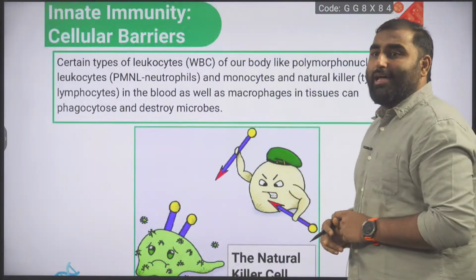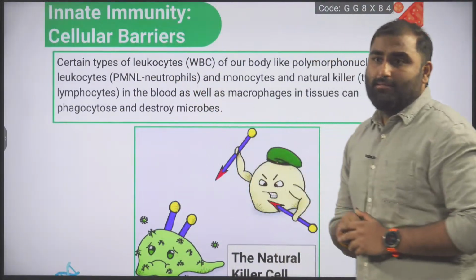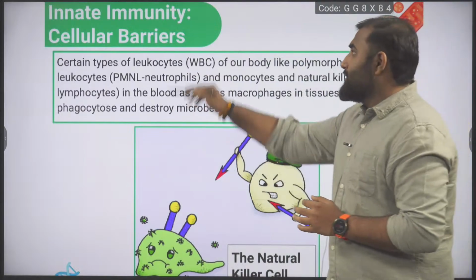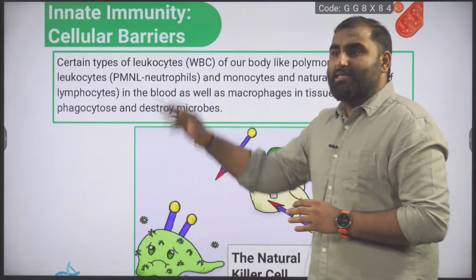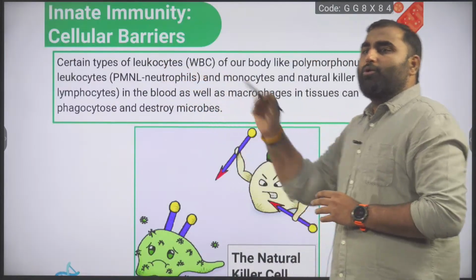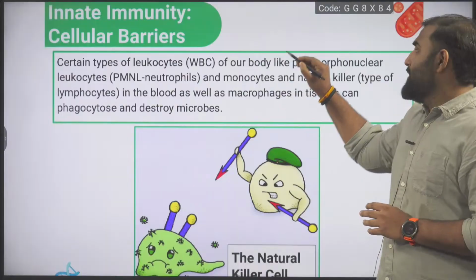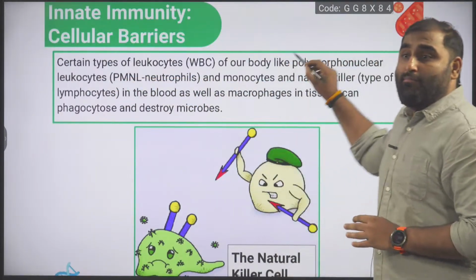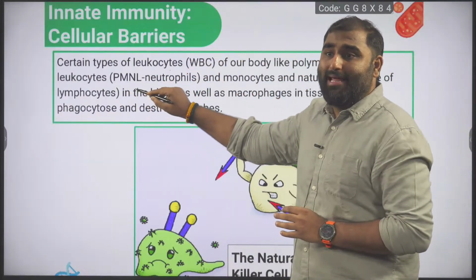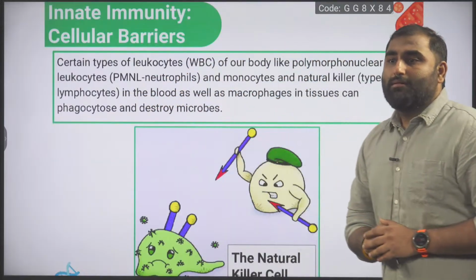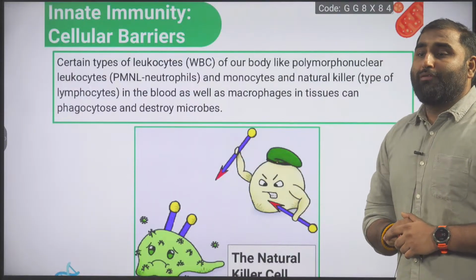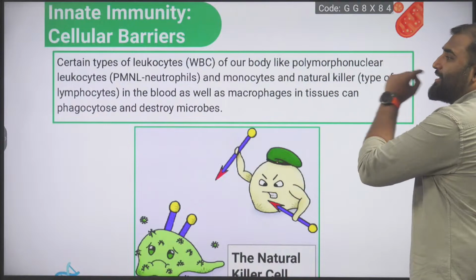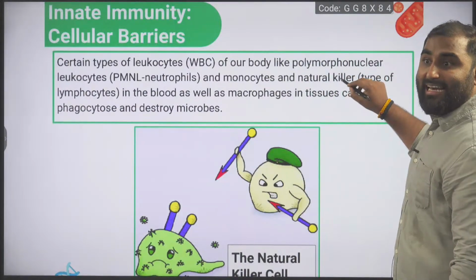There are certain types of WBCs. The third barrier in innate immunity is the cellular barrier. Certain types of leukocytes of our body, like polymorphonuclear leukocytes, PMNL, that is neutrophils, and monocytes. Neutrophils and monocytes are types of WBCs. And some natural killer cells.